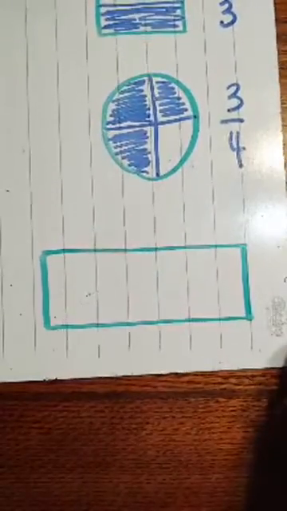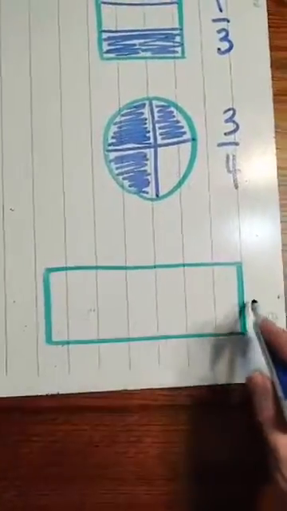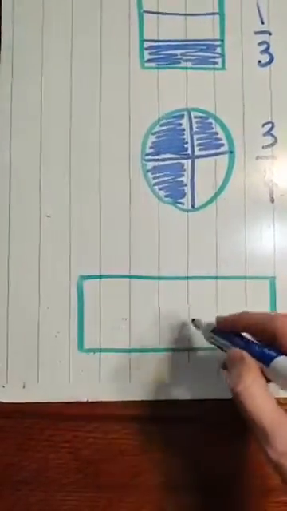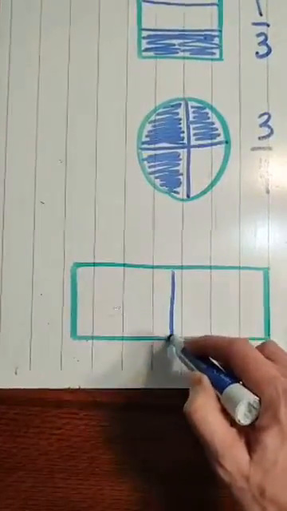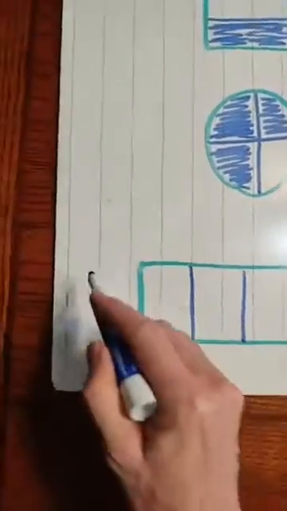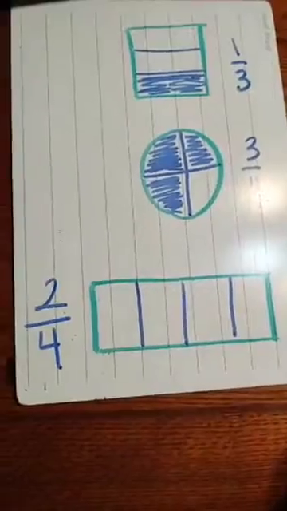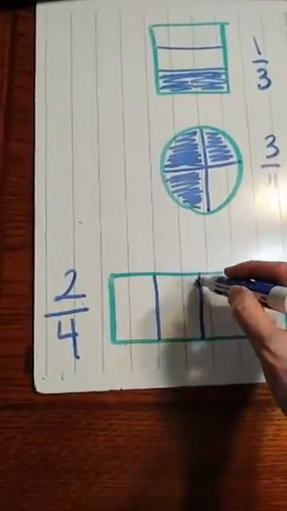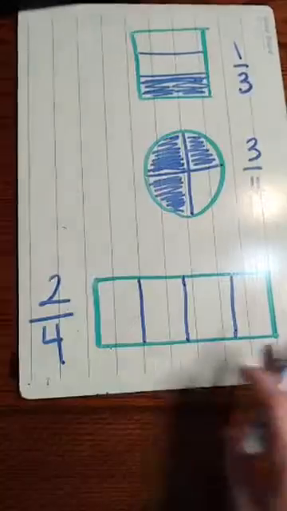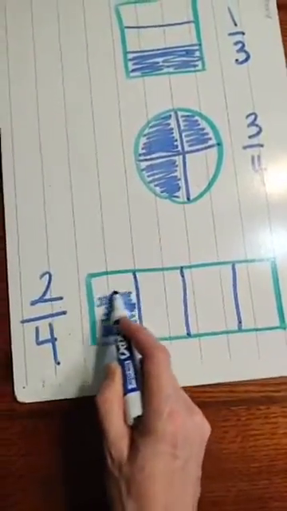Okay, so how would we divide this shape into fourths? Well, there's lots of different ways, isn't there? I could go down and across, or I could make 4 equal pieces. I'm going to make 4 equal pieces this way. Okay, and they want me to shade 2/4. So how many pieces are going to be shaded, first graders? You got it. The top number tells us 2. So I shade 2 pieces.